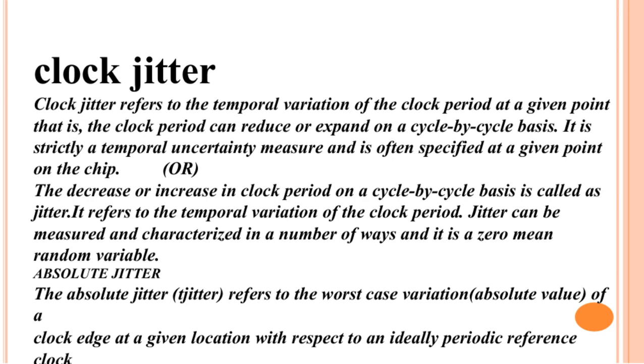It's important to understand that jitter is purely a measure of timing uncertainty at a specific point on the chip. We often describe it as the temporal variation in the clock period, and because it's random, it fluctuates around a zero mean value. Now, when we talk about absolute jitter, we're referring to the worst-case deviation of the clock edge compared to an ideal, perfectly periodic clock edge. This worst-case value shows the maximum timing uncertainty you might encounter at that particular point in the circuit. Understanding and managing jitter is crucial because it can affect the reliable performance of high-speed digital designs.